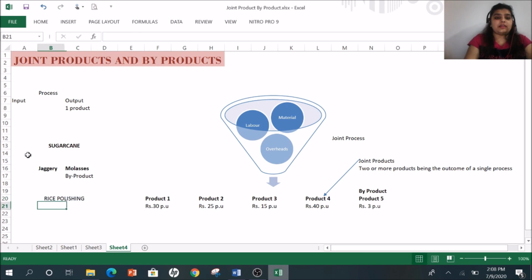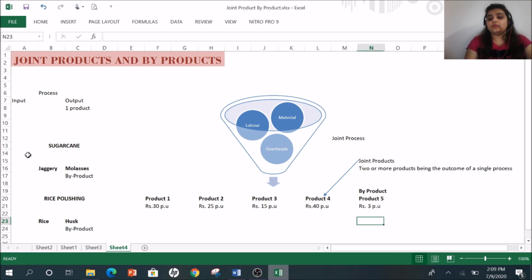When we are polishing the rice, we not only get the rice, but we also get husk. There's a ready market for the husk. But are we polishing the rice to get the husk? No. We are polishing the rice to get the white rice, right? So this is our main product and this is the byproduct. And obviously the value of husk is way lower than the value of rice.